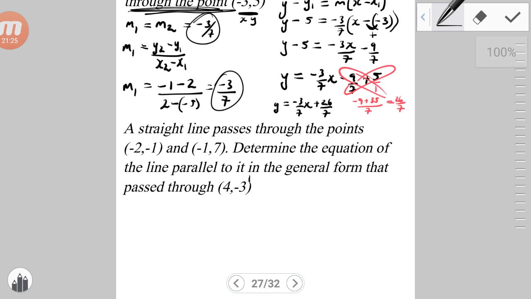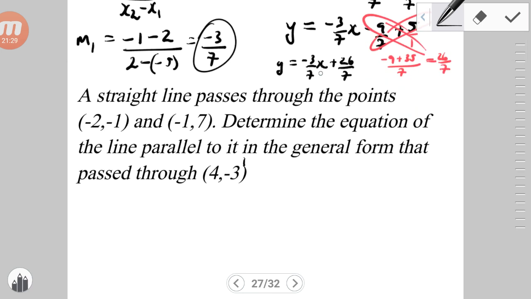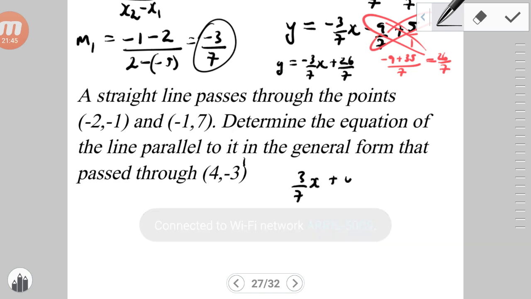So naturally, shuffle up something here. Alright, I'm gonna write it down here, guys. We're gonna shuffle up this thing here and try to get the x, y, and constant on the same side. So I'm just gonna transpose the -3/7x over here. So I'm gonna get +3/7x. I already have the y here, so that's gonna be plus y. And I'm gonna transpose the 26/7 to the left also. I'm gonna get -26/7, and that's gonna be equal to 0.